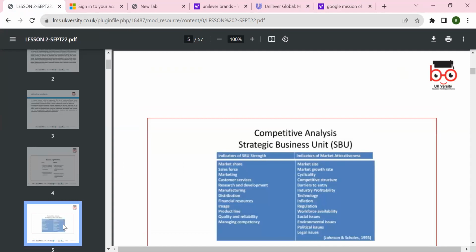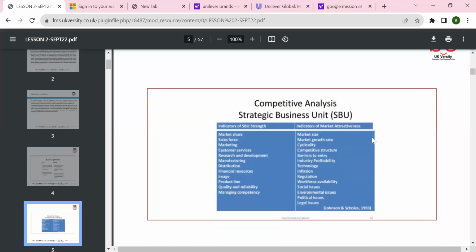Okay, then SBUs. What is an SBU? SBU stands for strategic business units. Like if we look at Unilever, they have a washing liquid, they have a food product, so each area is one SBU, one strategic business unit. They have a cooking oil, they have personal care soaps, Surf, and washing liquids. So these are all known as SBUs, strategic business units.